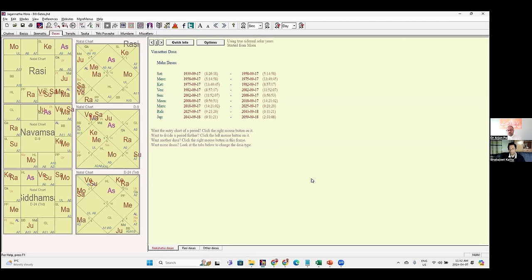Venus's Vimshottari Dasha associated nakshatras are Bharani, Purva Falguni, and Purva Ashada. Perfect. First, identify the nakshatras. The next step, tell which Rashis these are falling in. Bharani will fall in Aries. Write it down.